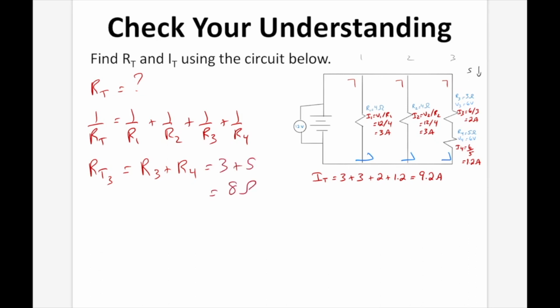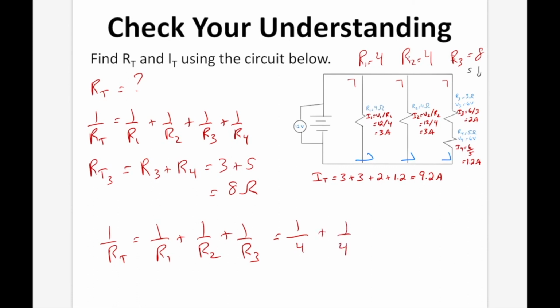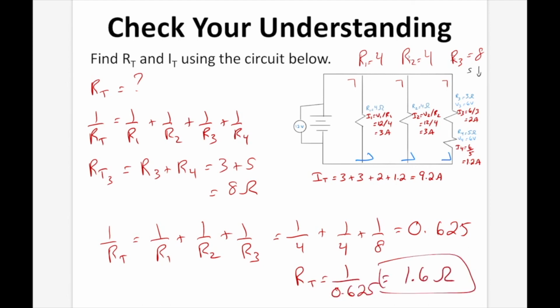So now we know that R1 for this branch is 4, R2 is 4, and R3 is 8. Now we can solve for RT. 1 over RT is equal to 1 over R1 plus 1 over R2 plus 1 over R3, which is 1 over 4 plus 1 over 4 plus 1 over 8, which equals 0.625. To find RT, we say 1 divided by 0.625, which equals 1.6 ohms. That's our final answer. And that concludes our lesson on resistance.